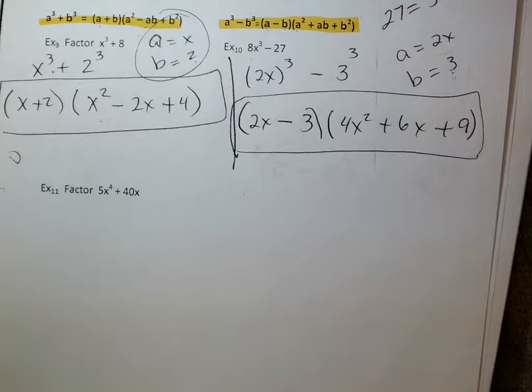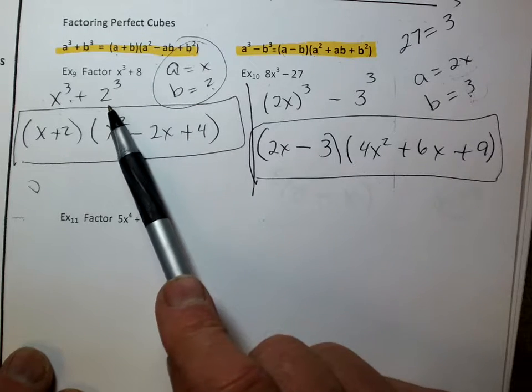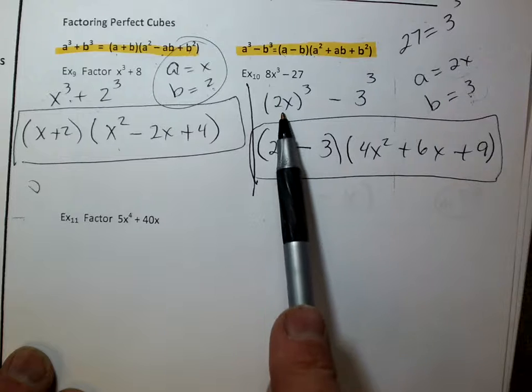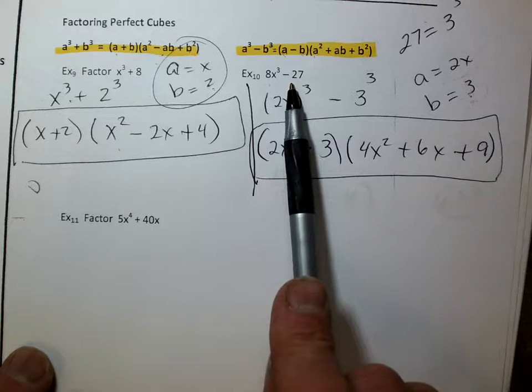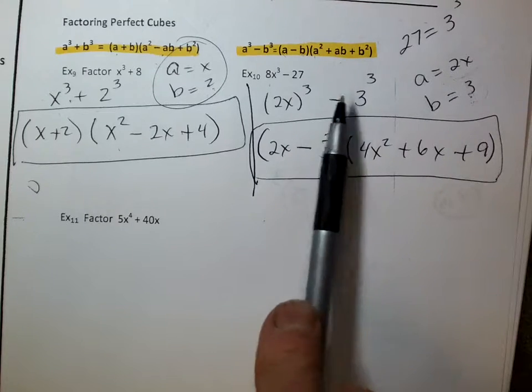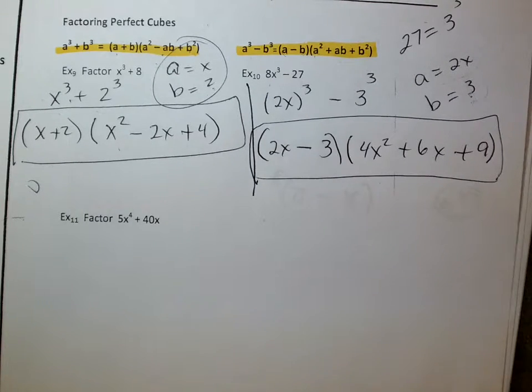It's actually pretty easy. The only trick you have to do is first make it into a cube. 27 is not a cube unless you write it as 3 cubed. 8 is not a cube unless you write it as 2 cubed. So you have got to make it into a cube, okay? Other than that, it's not too bad.